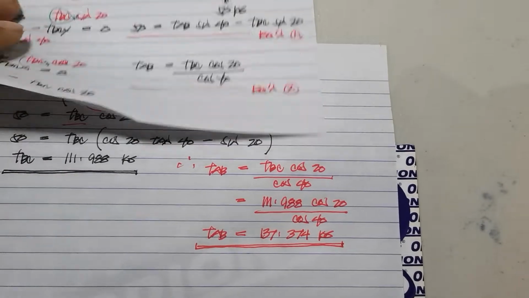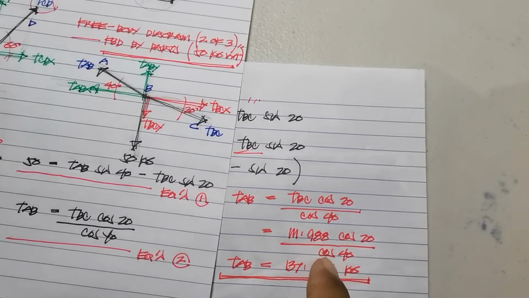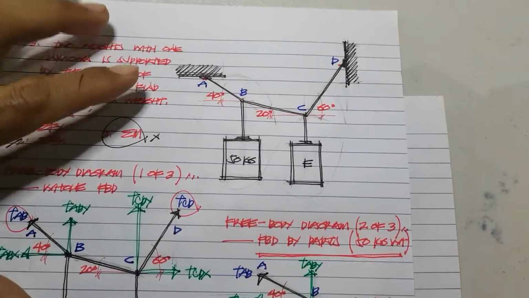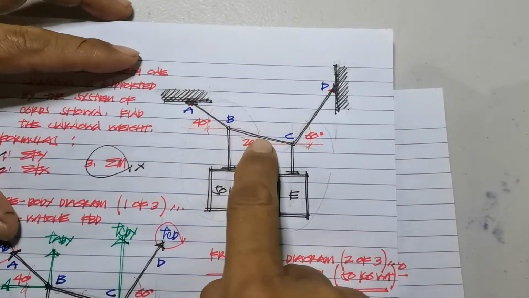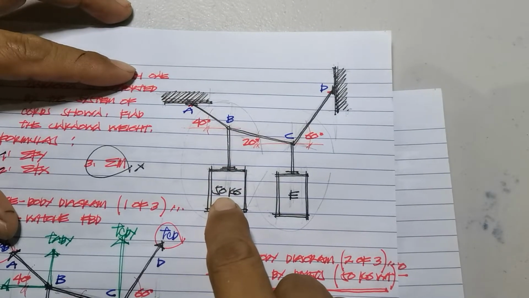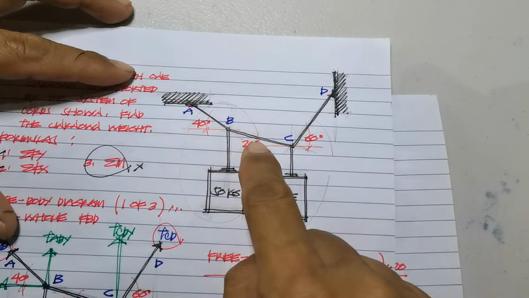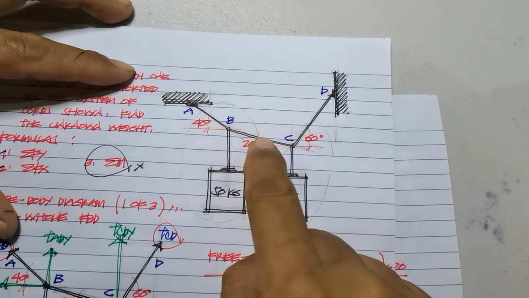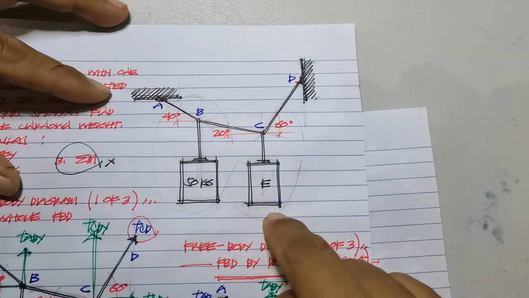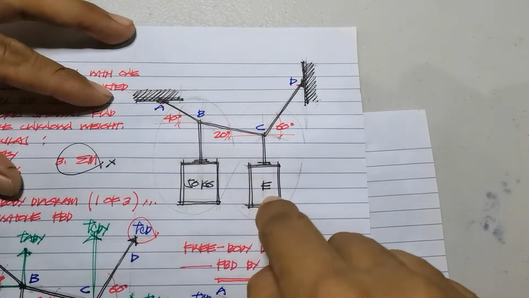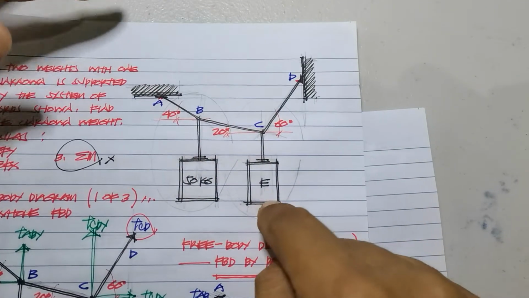So, meron tayong values ng TBC saka TAB respectively. So, saan natin gagamitin to? So, kung titignan natin dito, base dito sa configuration natin, meron tayong common chord between the 50 kg known weight and then that of the unknown weight, which is E. So, ang common location or common chord sa kanila is via BC. So, ang point lang natin dito is, upon creating or generating the free body diagram on the part of the unknown weight, which is E, gagamitin natin yung value ng TBC para eventually ma-obtain natin yung value ng E.